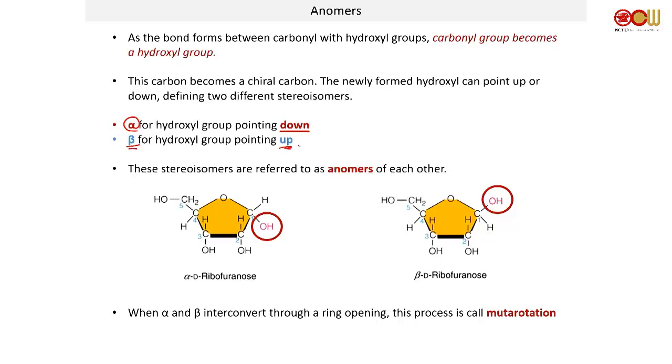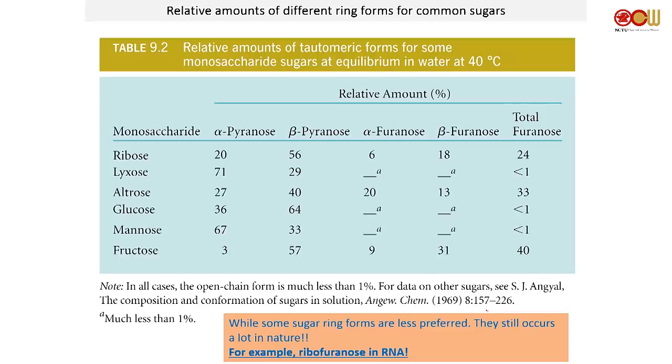Now, alpha and beta can interconvert through a ring opening event, and this process is called mutarotation. So it can open the ring, and then when it closes again, you put the oxygen on the other side. Right? And there's an equilibrium related to this process. It can also be catalyzed by an enzyme as well. We'll talk about that next semester.